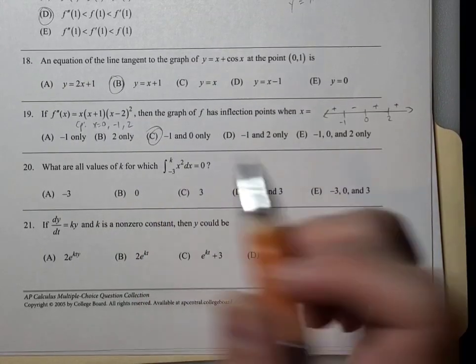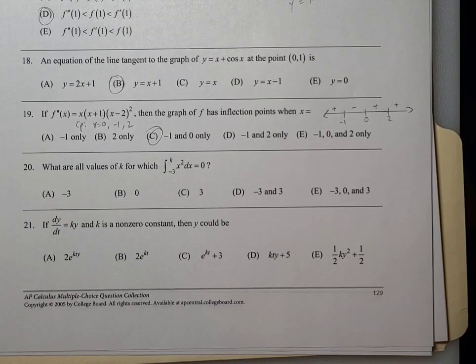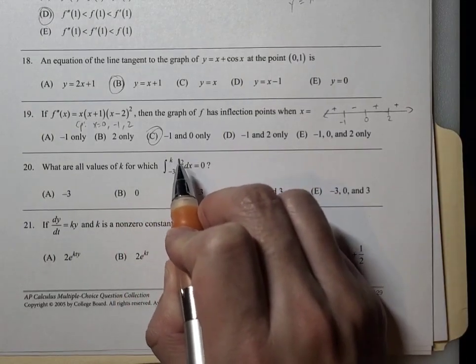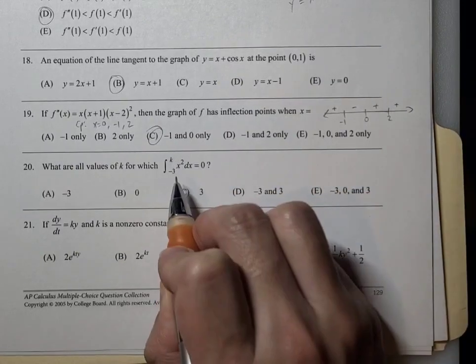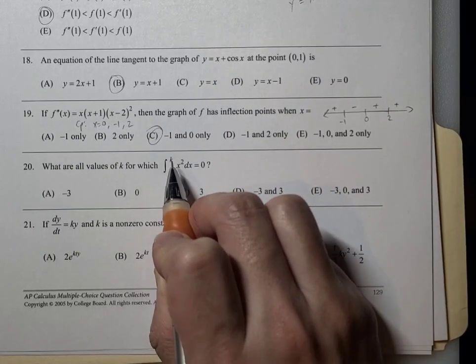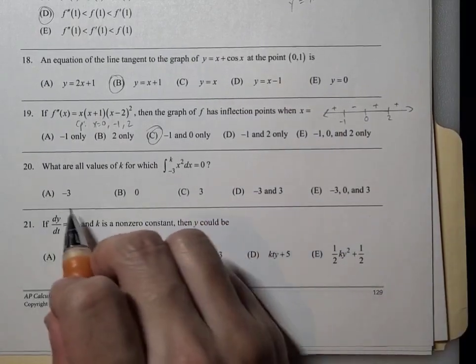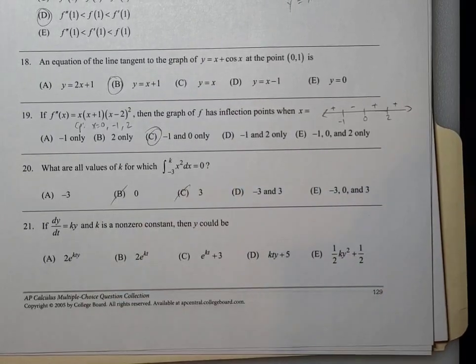Okay, when is the integral equal to 0? Well, that's when there's no area, or the net area is 0. So when there's no area, you should immediately know that k is -3 is the answer, because the integral from -3 to -3 is no interval. So there's no area, so we know that -3 is one of them. Okay, so we can even cross out two of the answers already.